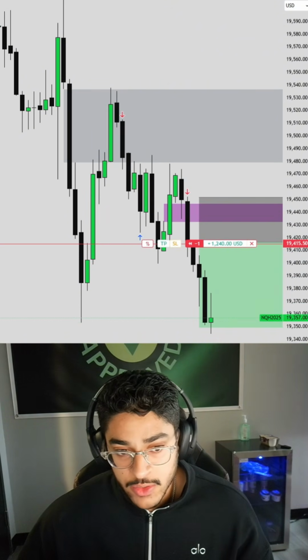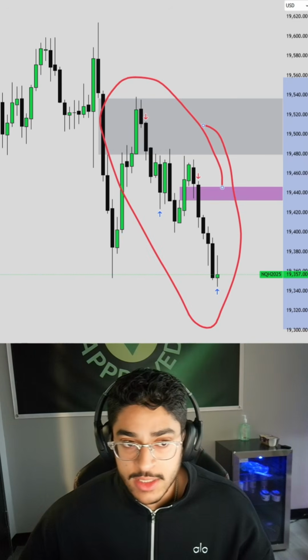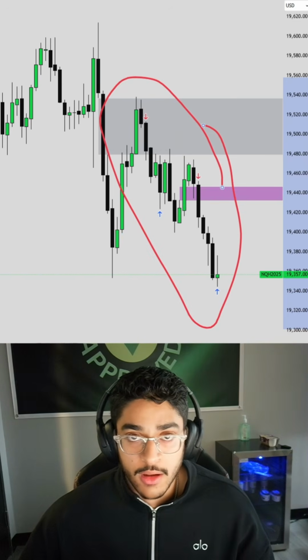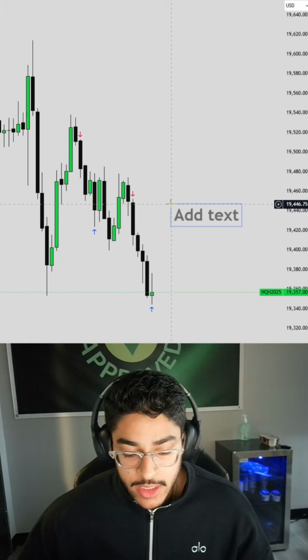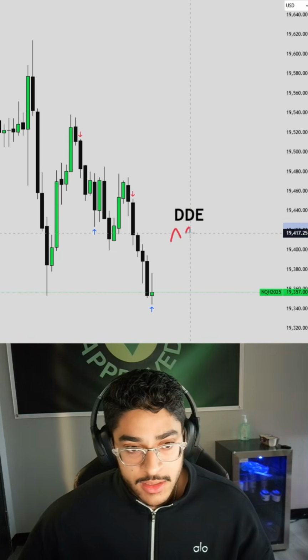And just like that, new lows were made. In less than 15 minutes, we caught 2 successful shorts after most people were getting trapped in their longs. That's the power of context, and I call this strategy my DDE model. This stands for draw, delivery, and entry.